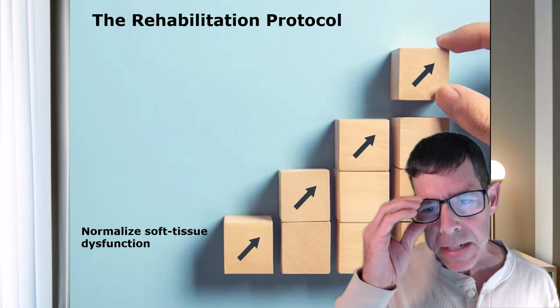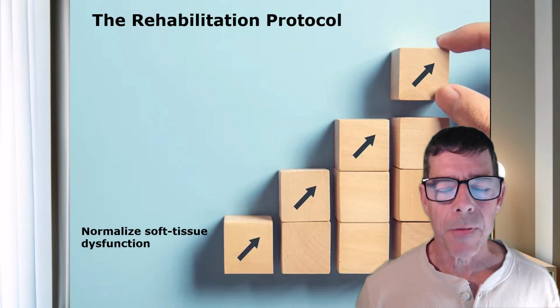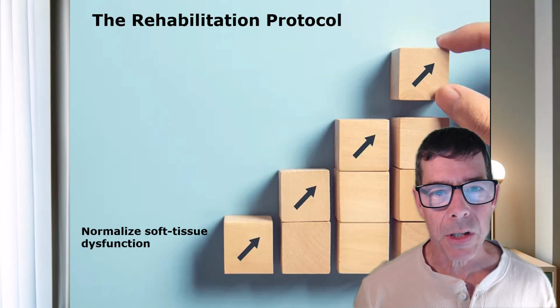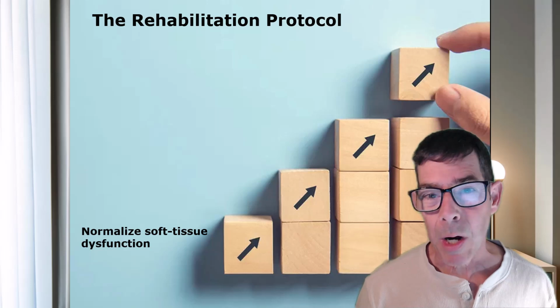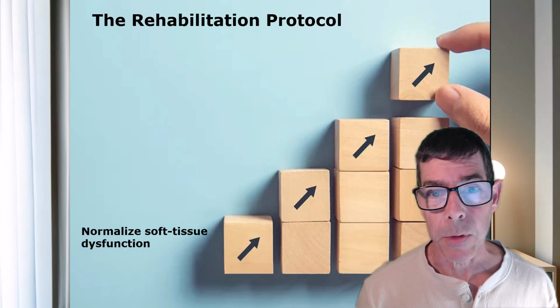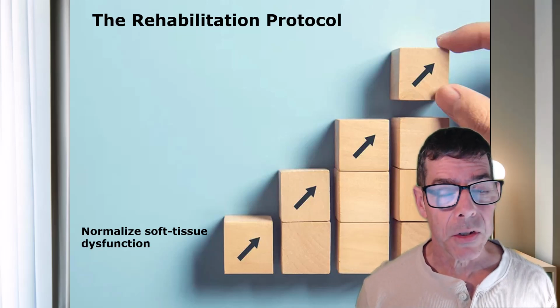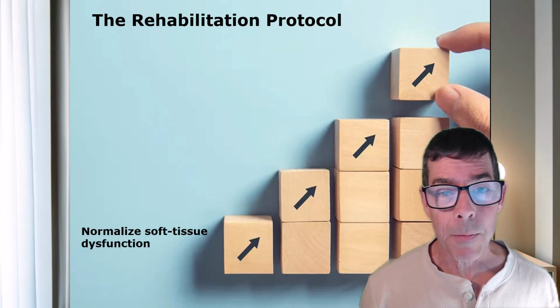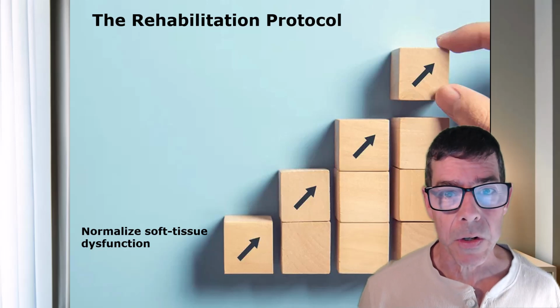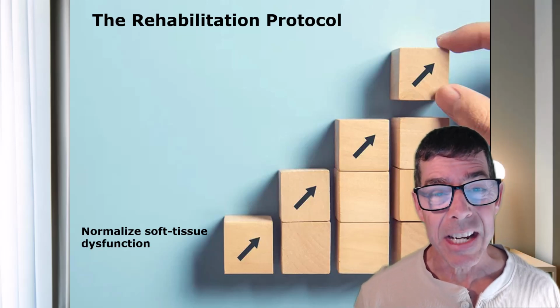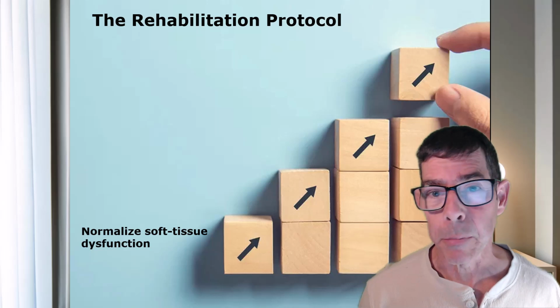Essentially that means we look at the nature of the problem and see how we can first address the main tissue problem or dysfunction we're presented with. For example, if this is a muscle strain, normalizing soft tissue dysfunction means addressing the torn muscle fibers, any potential scar tissue that's there, and anything that's adding to or aggravating that particular complaint.